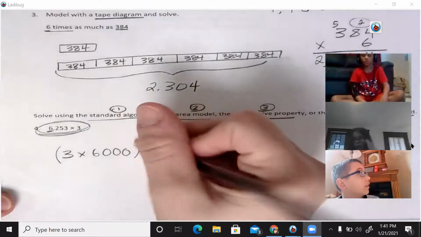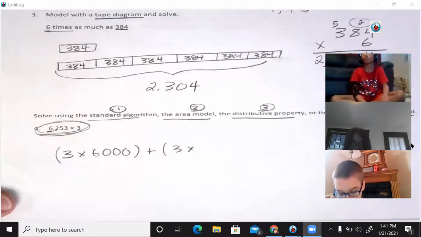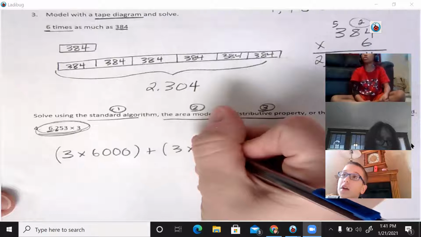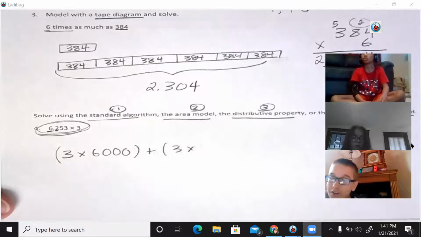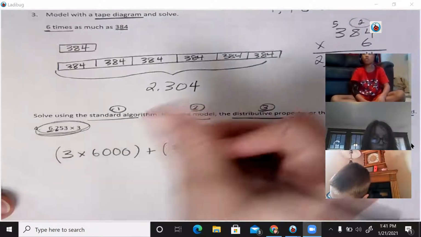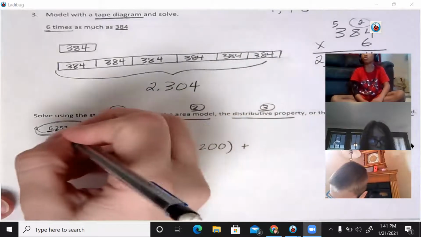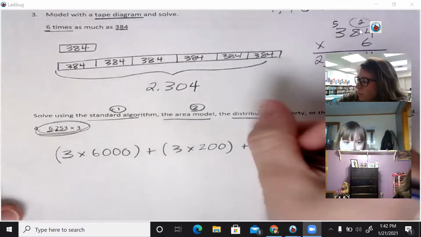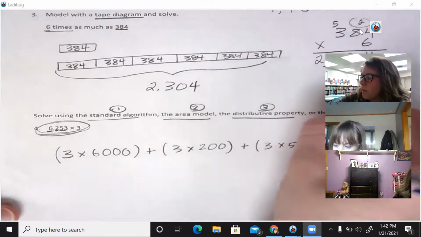Okay, Briley with a B. Now we're going to add to that 3 times the value of the 2. What's the value of the 2? 200. Okay, then we're going to add to that the value of the 5. Nina, what's the value of the 5? 50. So we're going to do 3 times 50.